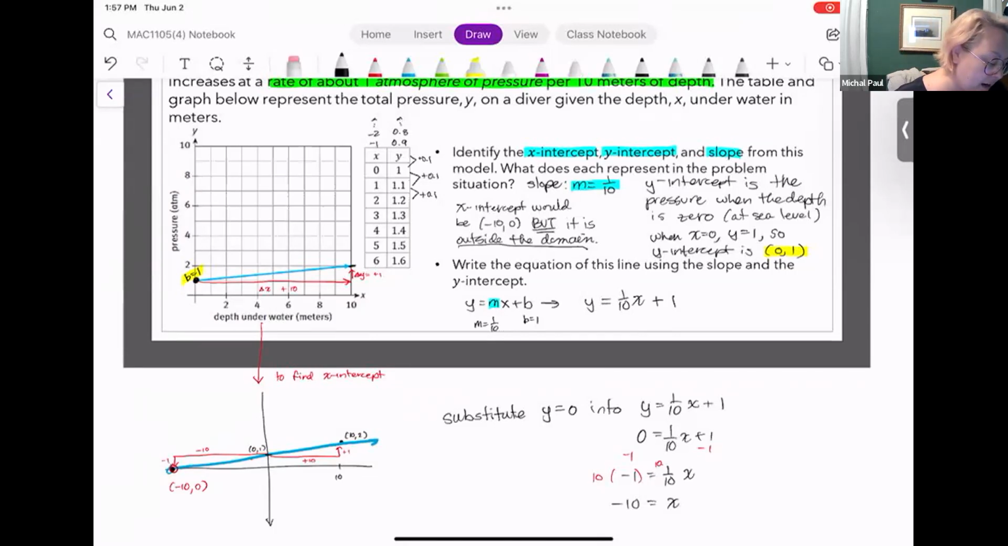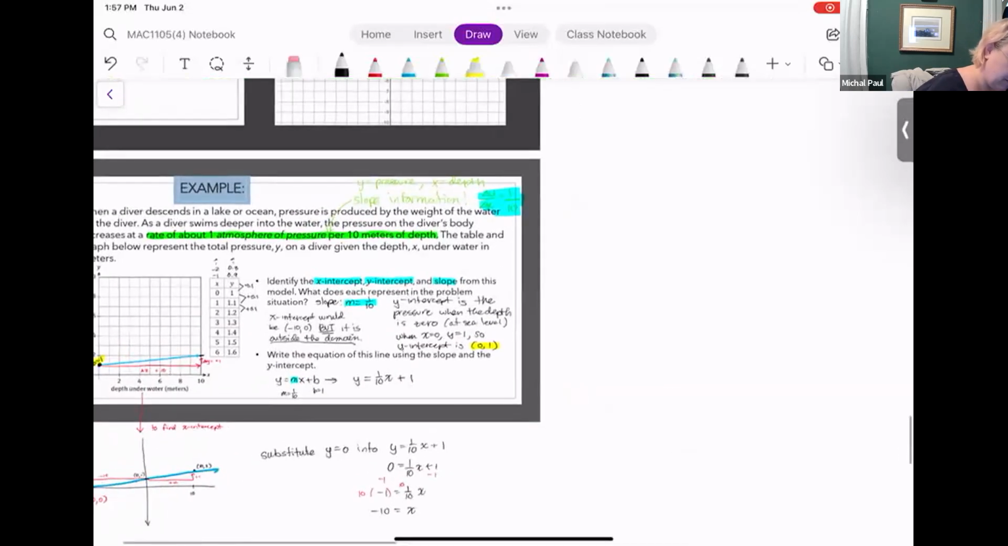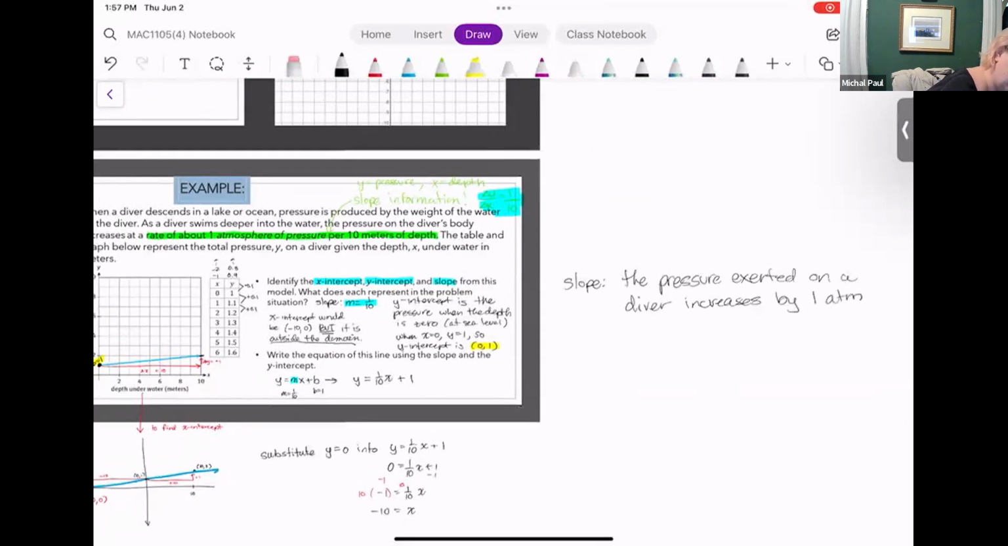All right. And then last but not least, the slope is how quickly the pressure is changing. So when I specifically interpret my slope, I'm going to say the pressure exerted on a diver increases by 1 atmosphere for every 10 feet of depth underwater.